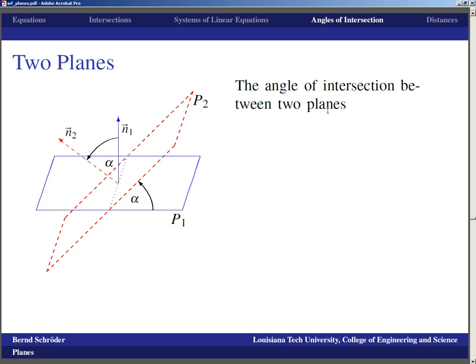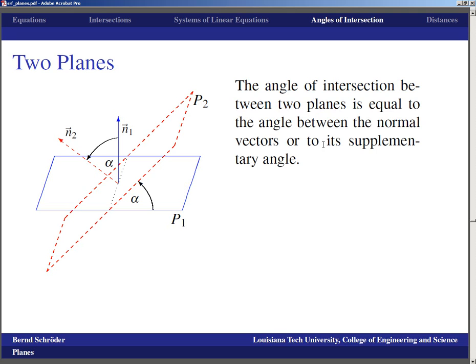Basically, the angle of intersection between the two planes is equal to the angle between the normal vectors, or it is its supplementary angle. So to compute the angle of intersection between two planes, we get ourselves a normal vector, compute the angle between the normal vectors. If that angle is smaller than 90 degrees, then it is the angle between the planes, because we want to report the smaller angle as the angle of intersection. We don't want to report the larger angle.